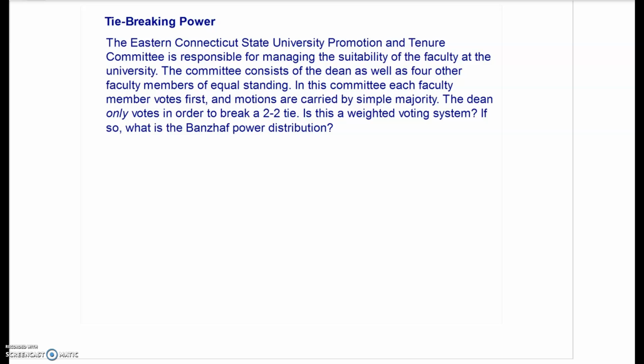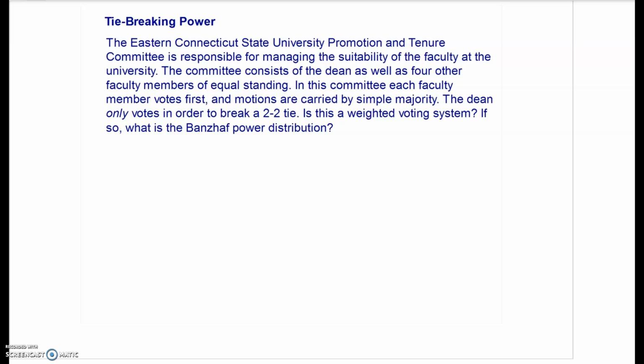So here's our situation. The Eastern Connecticut State Promotion and Tenure Committee is responsible for managing the suitability of the faculty at the university. The committee consists of the dean as well as 4 other faculty members of equal standing. In this committee, each faculty member votes first, and motions are carried by simple majority. The dean only votes in order to break a 2-2 tie. Is this a weighted voting system? And if so, what is the Banzhaf power distribution?